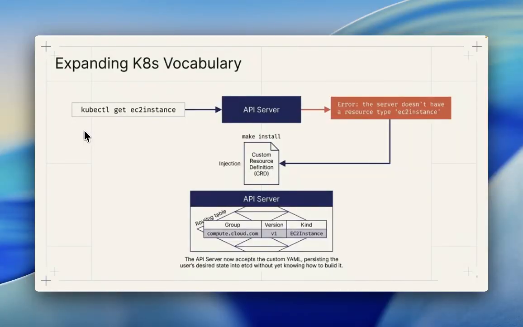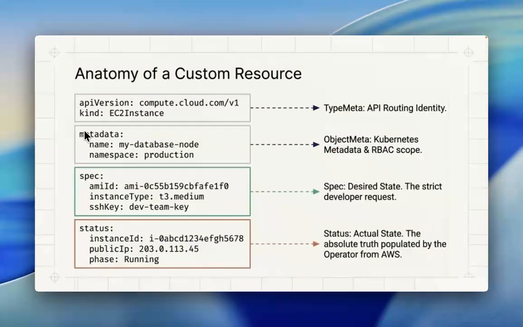So you do a make install. You create the custom resource definition. Then you have an API server with a group, a version, and a kind. Now the server accepts the custom YAML, persisting the user's desired state into etcd without yet knowing how to build it. So now, what is the anatomy of a custom resource?